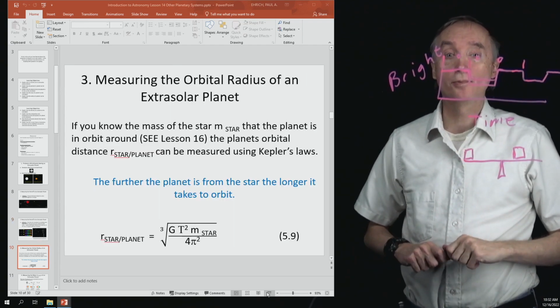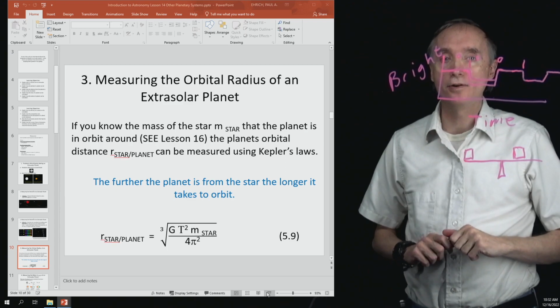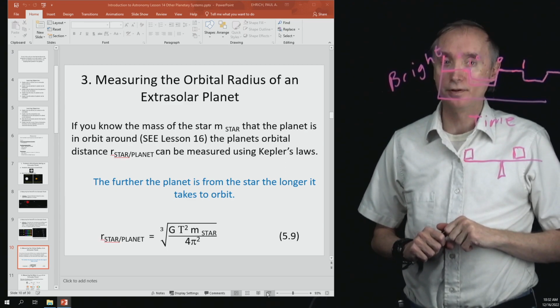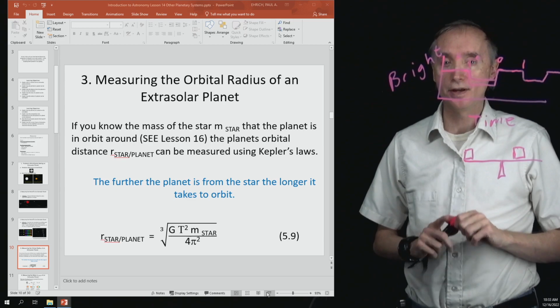All right, the next thing that we're going to do is figure out the radius of the orbit of that planet, and we're going to do that in the next segment.